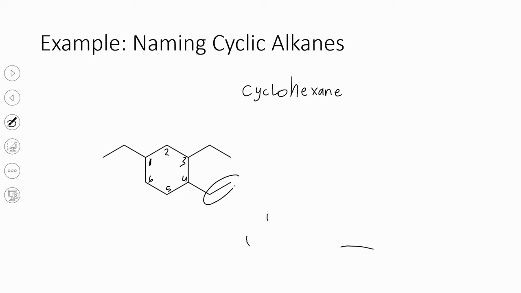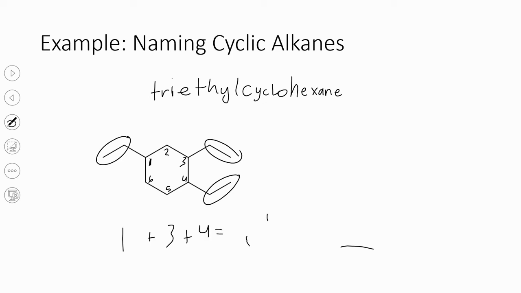Good, these are 2-carbon groups: 1, 2, 1, 2, 1, 2. So these are all ethyl, so I'm going to say triethyl, no space between those. And then I have to decide what is the best way to number this. So I did it like this: 1, 2, 3, 4. So if I add up, I have an ethyl at 1, an ethyl at 3, and an ethyl at 4. This gives us 8.